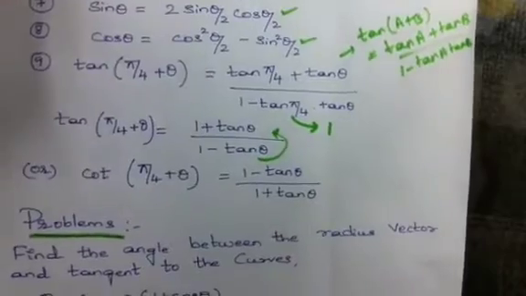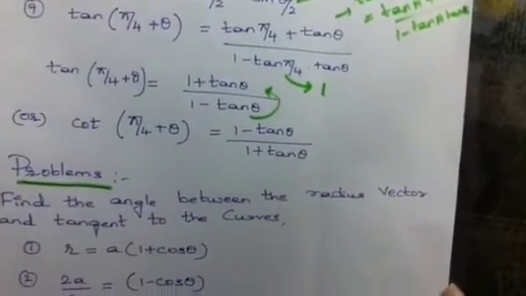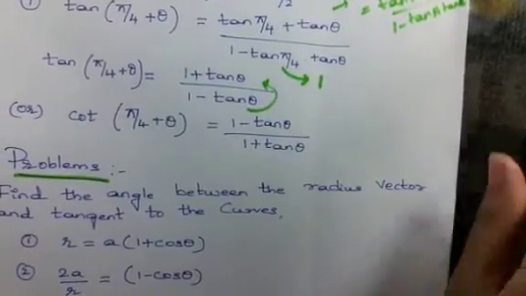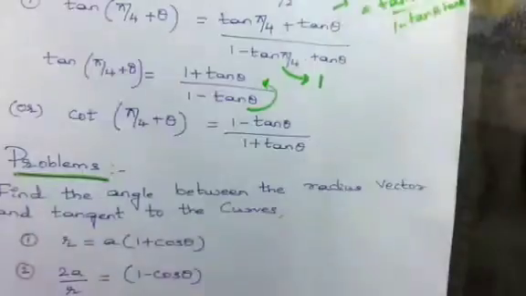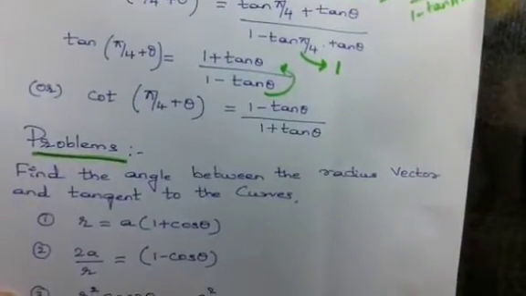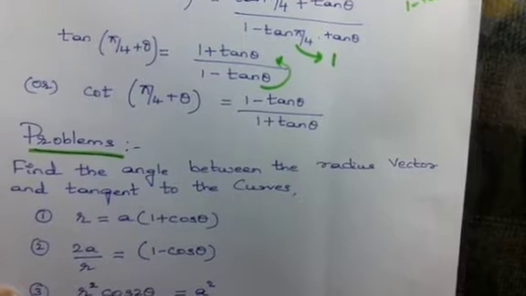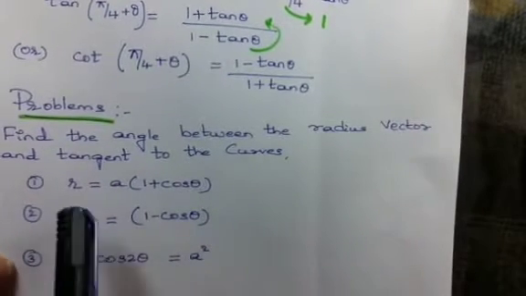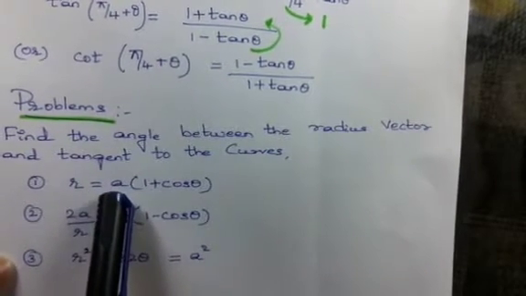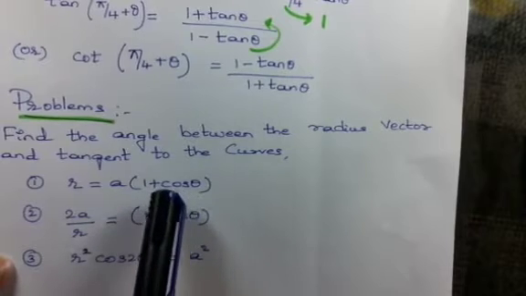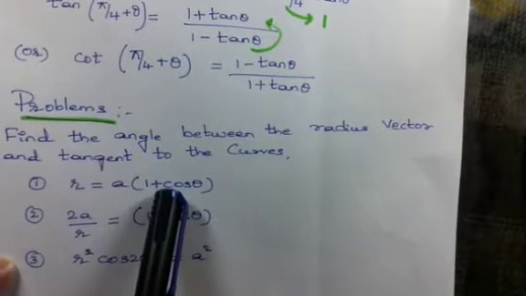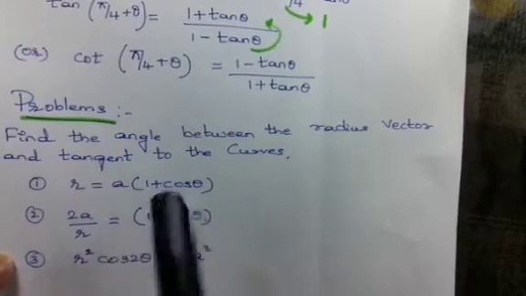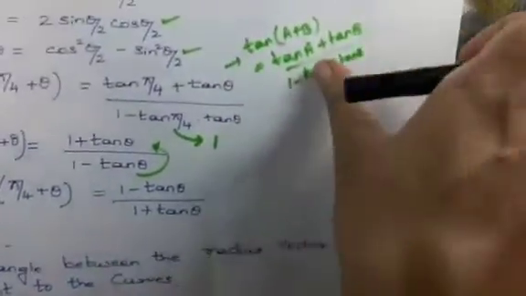Now we have a few problems, important problems on finding the angle between the radius vector and tangent to the following curves. The first problem is r is equal to a into 1 plus cos theta. So for this curve we have to find out the angle between the radius vector and tangent to the curve, that is, what is phi.